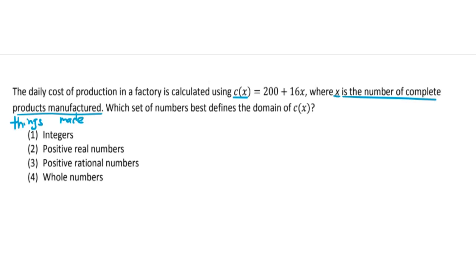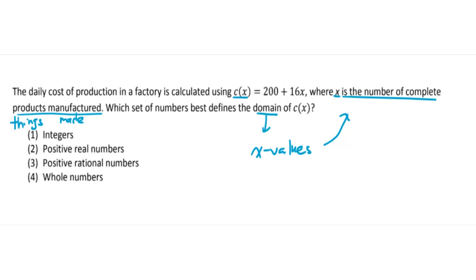Which set of numbers best defines the domain? So again, we're talking about the domain. We're talking about our x values. And so in this case, we're talking about the number of things that we made. So remember, things that we make can't be negative numbers. It's like people, it can't be a half. Can't be a 0.2. Right? So think about that. So numbers that describe things.